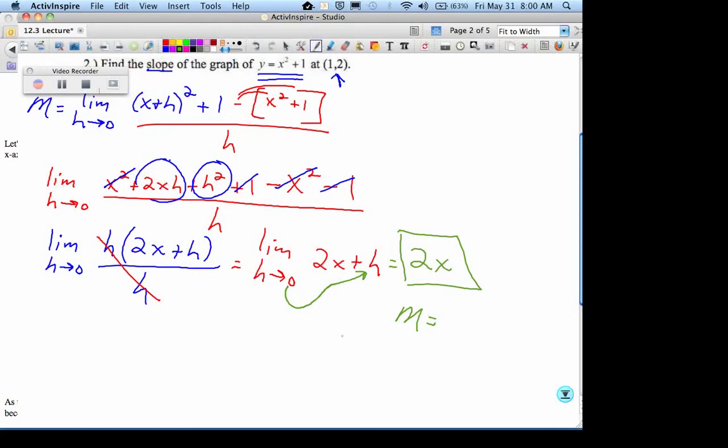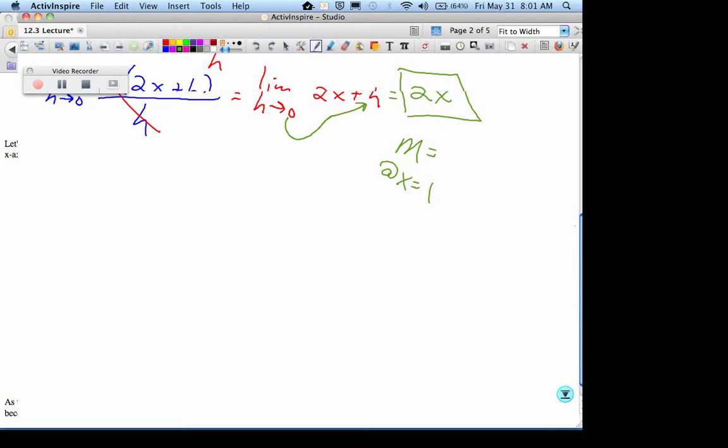So that's the equation for the slope. Now we're going to take the slope and we say the slope at x equals 1, because that's the point they want us to look at. Up above it says 1 comma what? 2. 1 comma 2. So at an x of 1, what's your slope? m is 2 times 1, or 2.